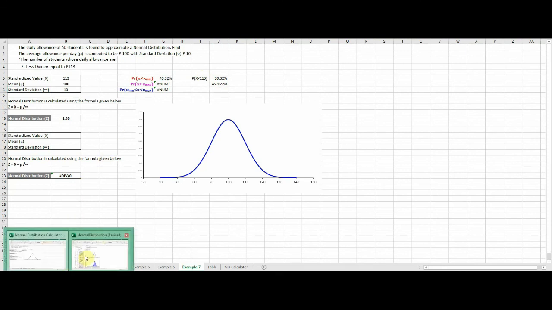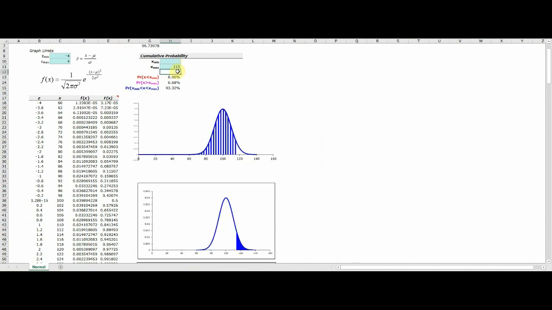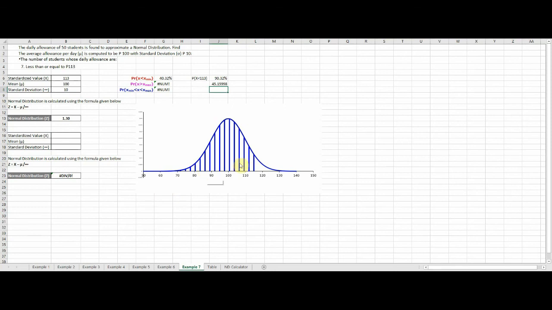For the actual graph, we have here 115. As you can see on our graph, it is from 115 going to the left side. So that's how you solve for the normal distribution.